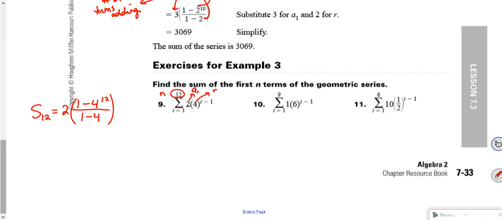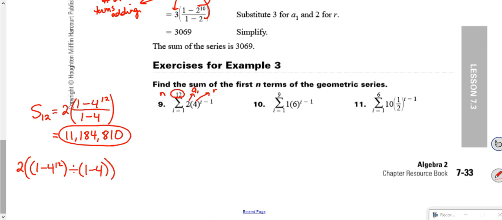Again, I literally just poked that in a calculator. Be very careful when you're poking it in a calculator that you have the correct parentheses. Check yourself here because I'm going to write the answer. You should get 11,184,810. My guess is if you did not get that, you didn't put parentheses in your calculator correctly. I would probably put 2 parenthesis 1 minus 4 to the 12th, end parenthesis, divided by parenthesis 1 minus 4 parenthesis, and then another set of parentheses. Because I'm taking 2 times the whole thing, but then I need to separate the numerator from the denominator. So I have to put separate parentheses around the top and then divided and then parentheses around the bottom. That's one way you can do it.